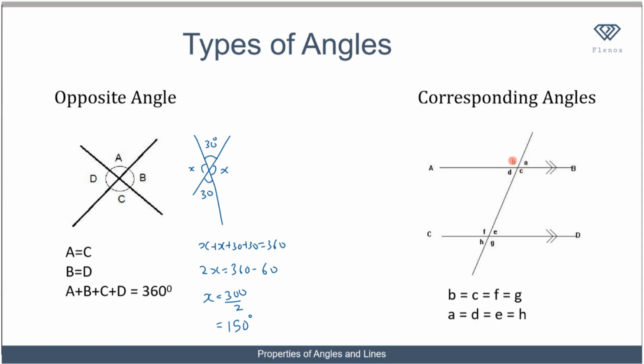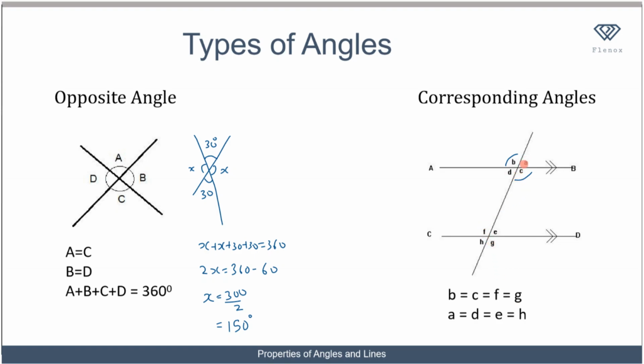As we can see, B over here and C over here are opposite angles. So it's clear that B is equal to C from our opposite angle rule. But since AB and CD are parallel, it also means that angle B must be equal to angle F. So angle B is equal to angle F, and F and G are opposite angles, so I know that angle F is also equal to G.